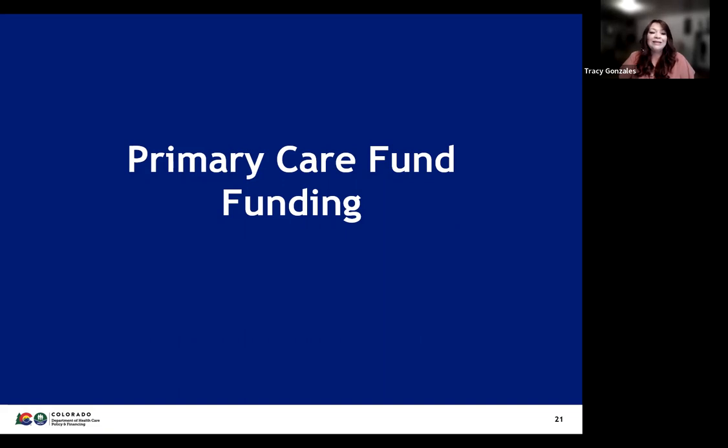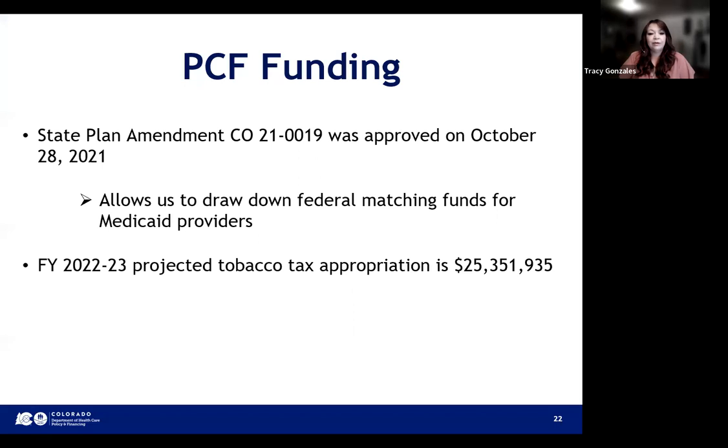So that takes us into primary care fund funding. On October 28, 2021, Colorado State Plan Amendment 21-0019 was approved. This allowed for the department to draw down federal matching funds for Medicaid providers. The projected tobacco tax appropriation for fiscal year 23 is $25,351,935.